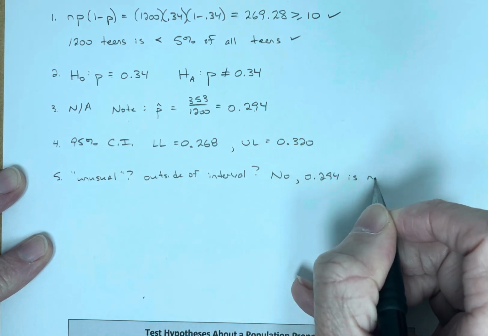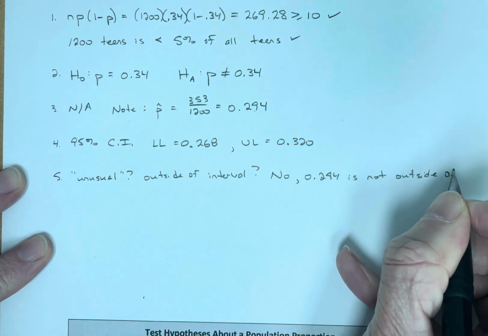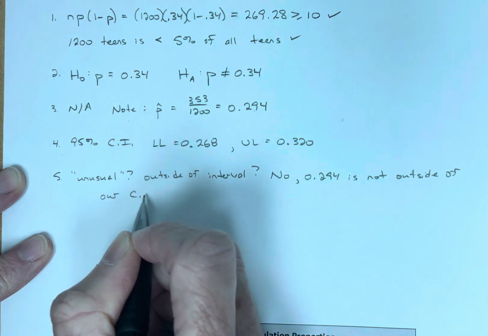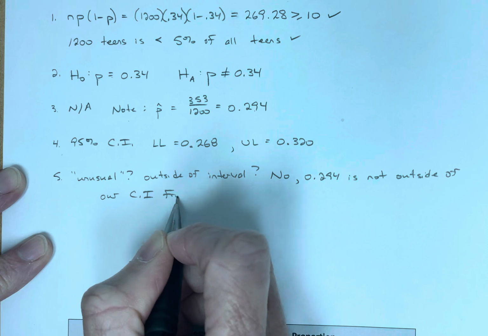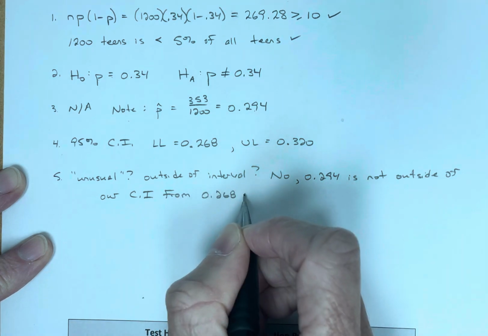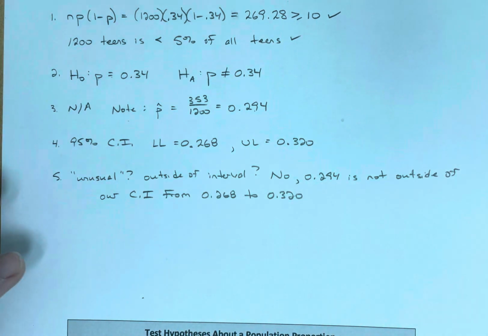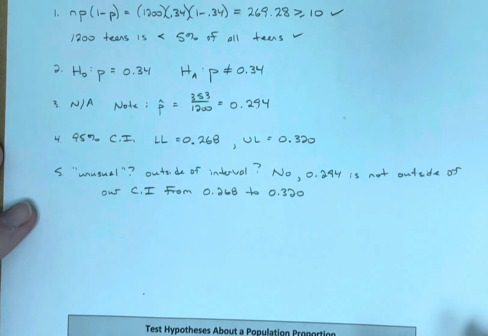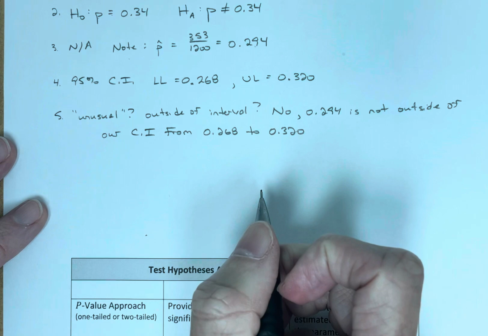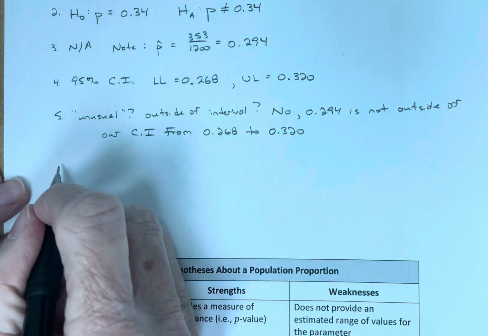0.294 is not outside of our confidence interval from 0.268 to 0.320. So it is not unusual. If it's not unusual, we can say nothing has changed. We are not rejecting the null.